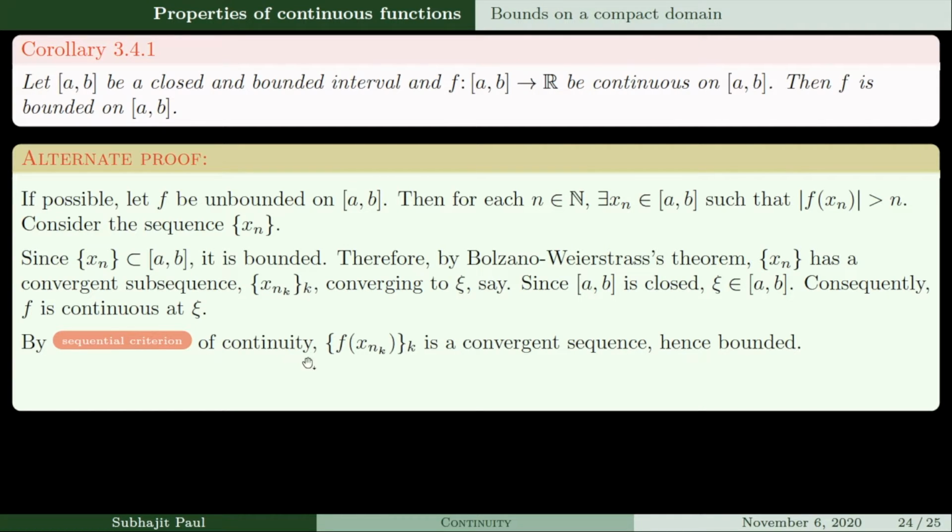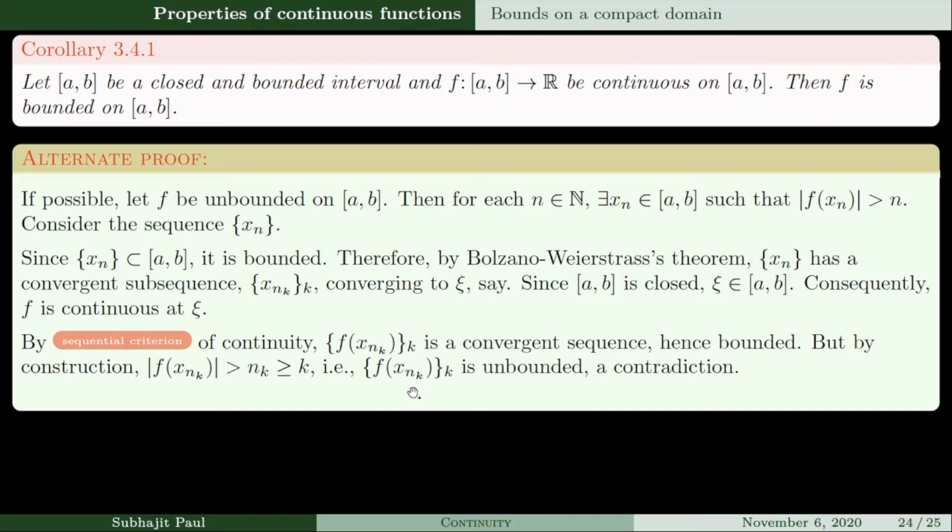Therefore, by the sequential criterion of continuity, f(x_nk), that subsequence, will be a convergent sequence and hence it will be bounded. But by our construction, mod of f(x_nk) is greater than n_k, which is definitely greater than or equal to k by the definition of a subsequence itself. That is, mod value of f(x_nk) is greater than or equal to k, which suggests that f(x_nk) has to be an unbounded sequence. But that is a contradiction because it is a convergent sequence and at the same time it is unbounded. So that is a contradiction. Hence, f must be bounded.